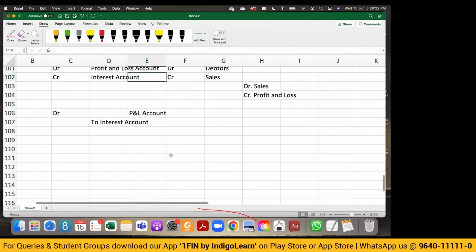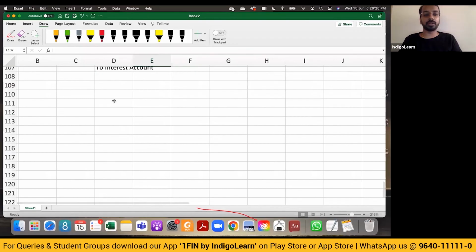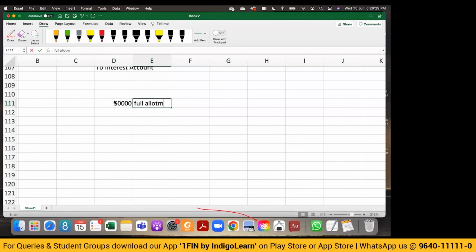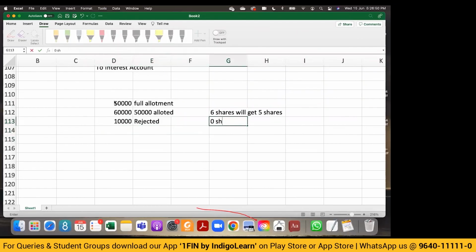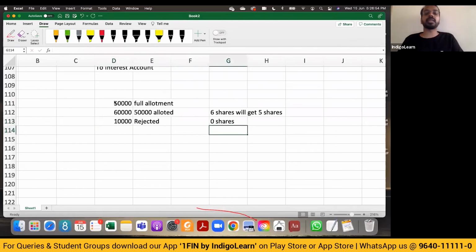So let me just quickly write it down here. 50,000 full allotment, no confusion here. Then 60,000, 50,000 allotted. So here, someone who has applied for 6 shares will get 5 shares. This is a pro rata allotment. 10,000 rejected, they will not get any shares, 0 shares. Means out of 1,20,000, 10,000 applications have been rejected completely. Correct.